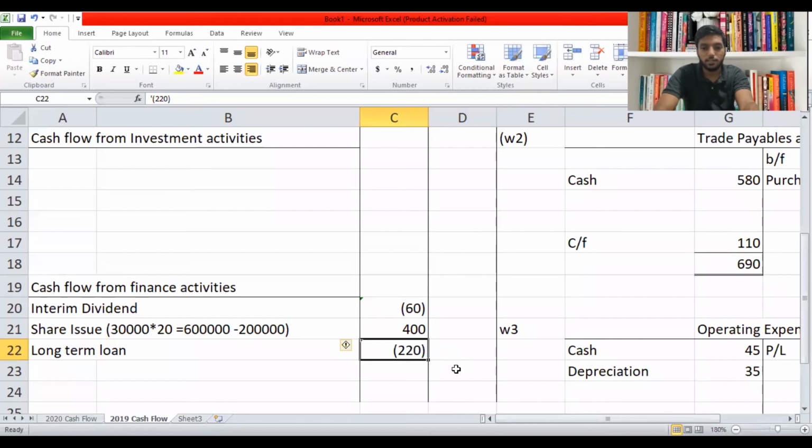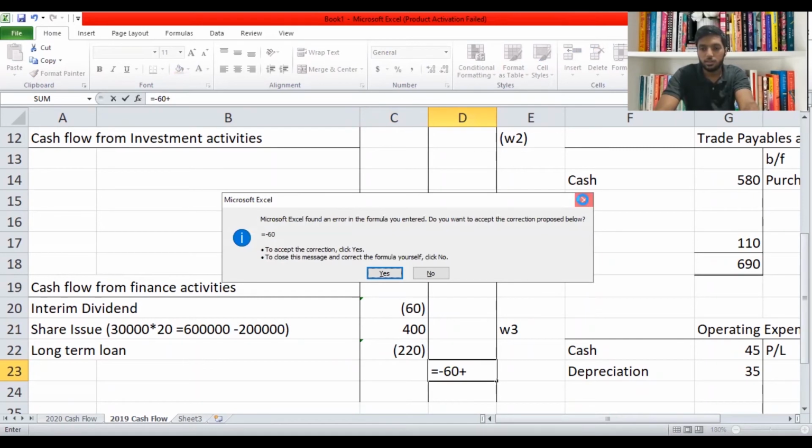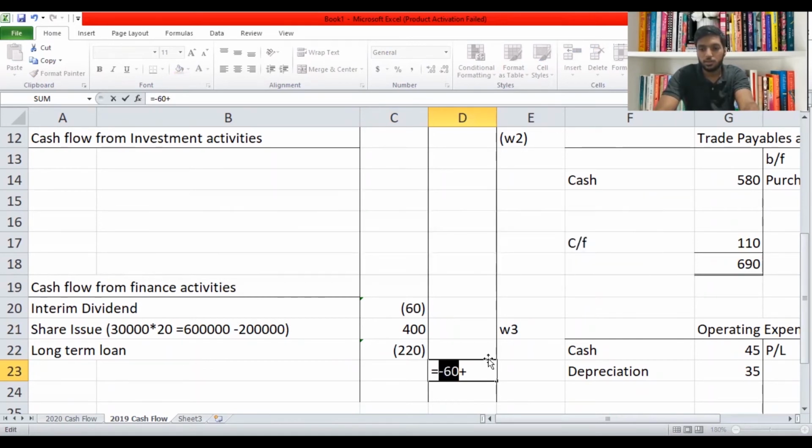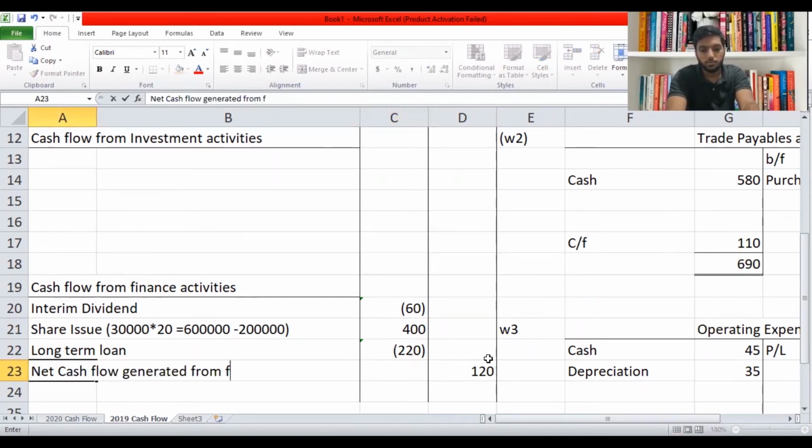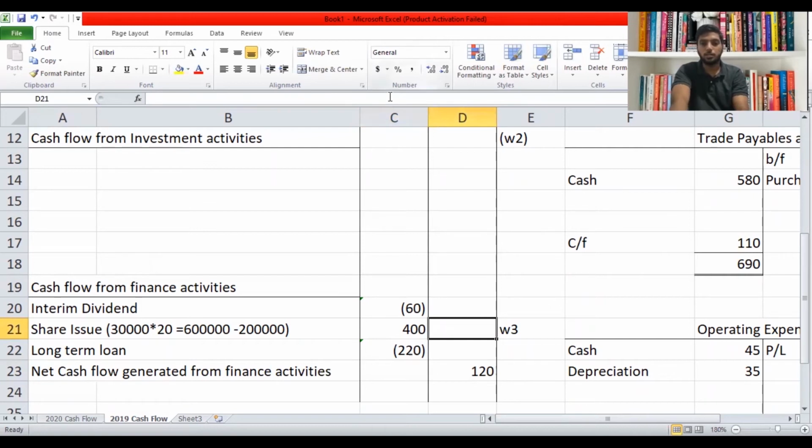So I'll take here minus 60 plus 400, plus 400 minus 220. I got 120, so I'll write net cash to finance. Okay, so now I just need to do only investment. I'll do it now fast.